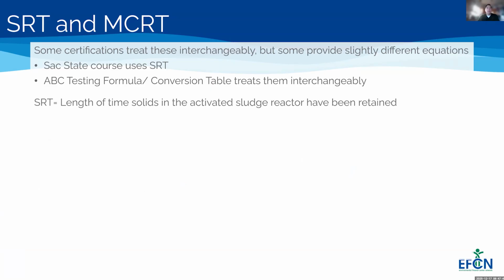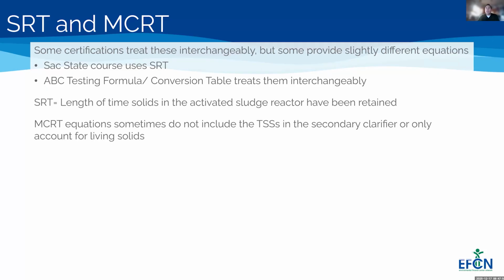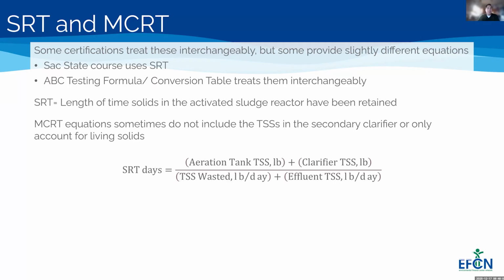Now, more specifically, the SRT is the length of time solids spend in the activated sludge and how long they've been retained in there. With the MCRT equations, sometimes they do not include TSS and are only meant to account for the living solids. So this is what that typical SRT equation might look like. Like I said, sometimes this may say SRT, but typically it's trying to give you the solids that are in the activated sludge, the aeration basin, and what's in the secondary clarifier, and that is divided by what is being wasted and what is leaving the plant as suspended solids.